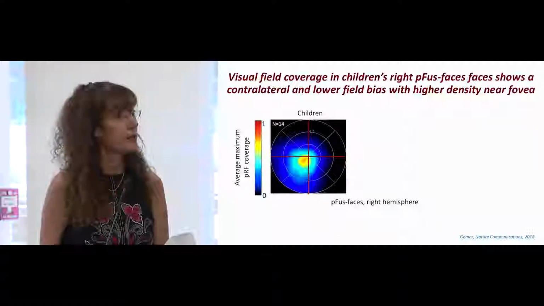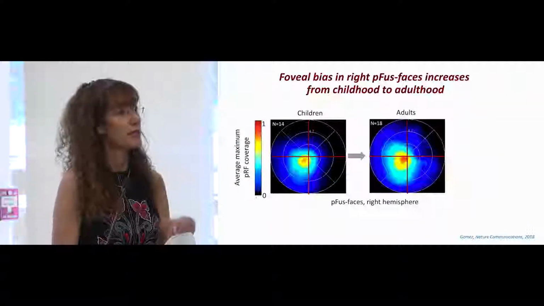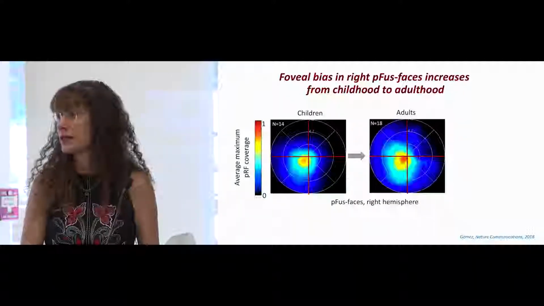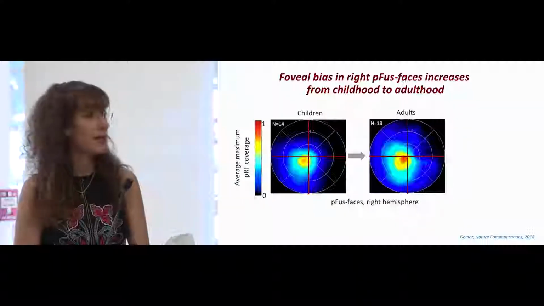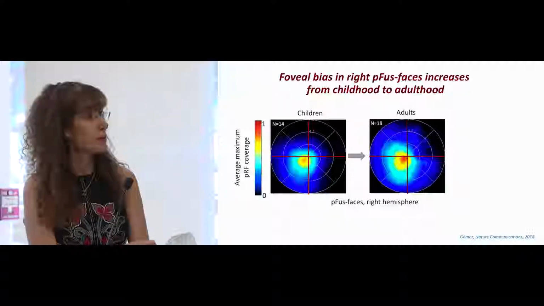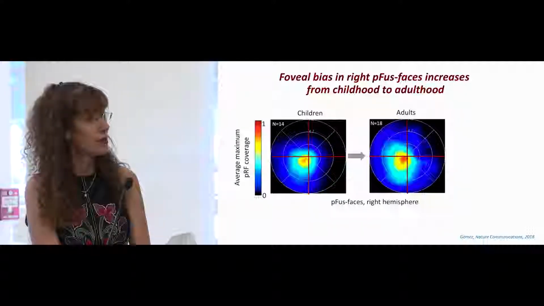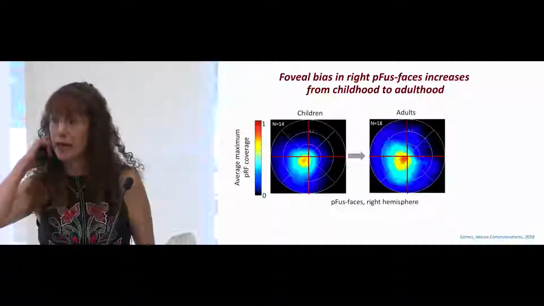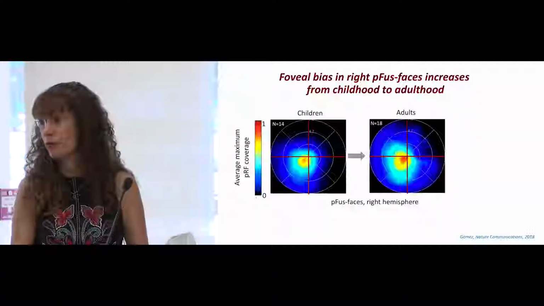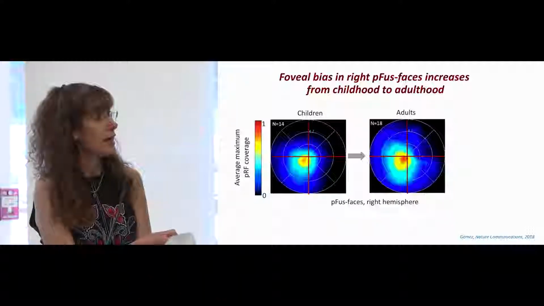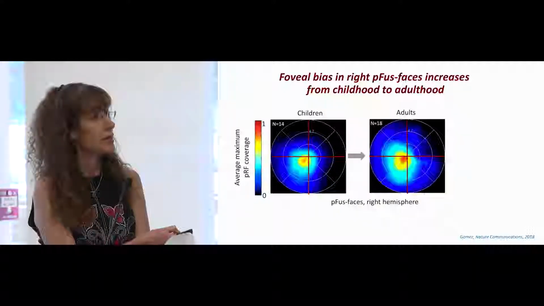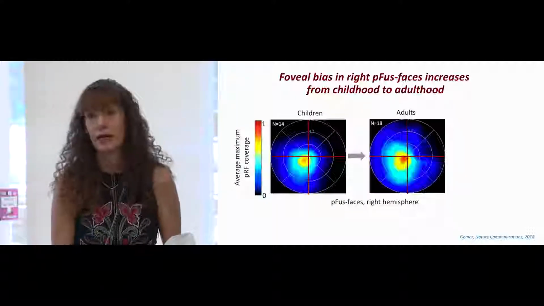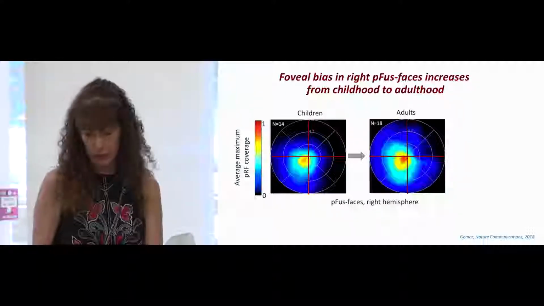However, interestingly and different from these lower-level retinotopic regions, we see a development in the visual field coverage in face-selective regions. Specifically, we have an increase in the coverage of the visual field, so it extends more into the ipsilateral visual field and to the periphery in adults. And additionally, the foveal bias seems to increase. As you can see, there's just more red here in the adults compared to children.